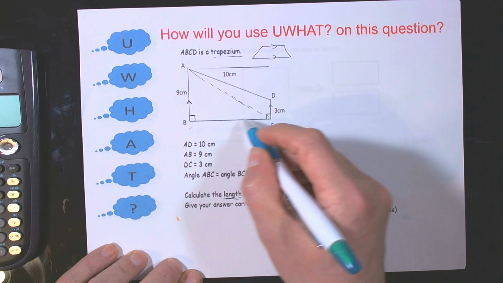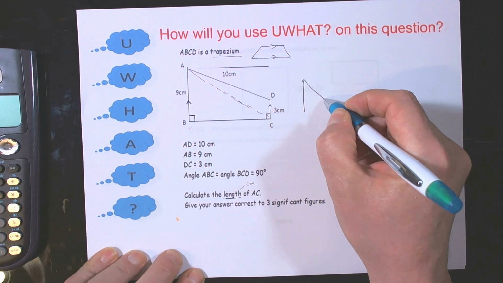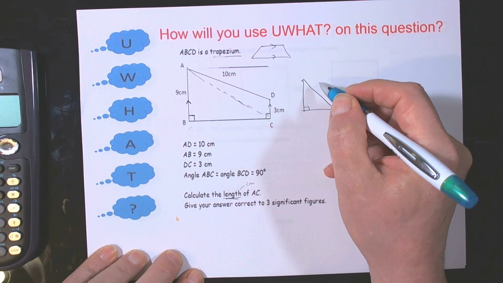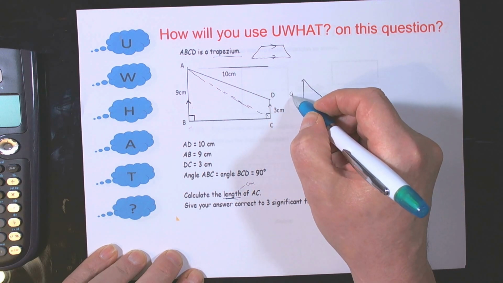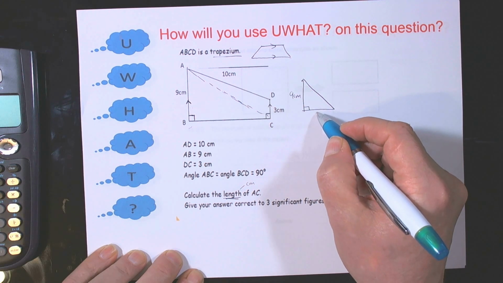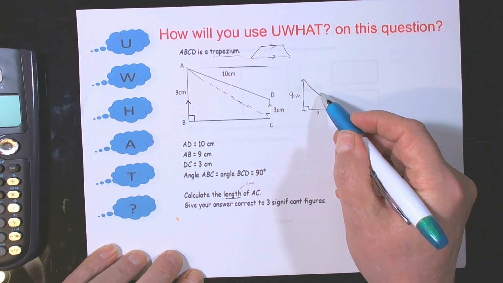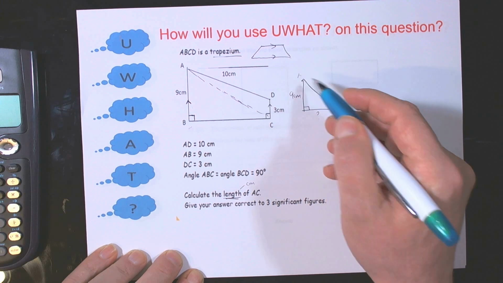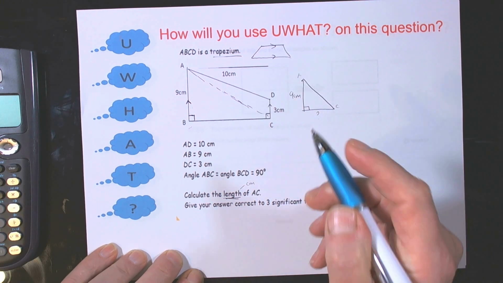Well, we can see if we sketch out the triangle that we know that that's 9 centimetres. And what we'd ideally like to know is this length, and then we could work out this length, which is the AC that we want. So is there a way of doing that?